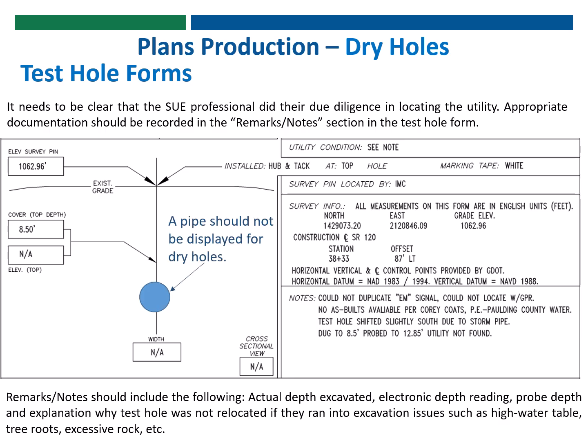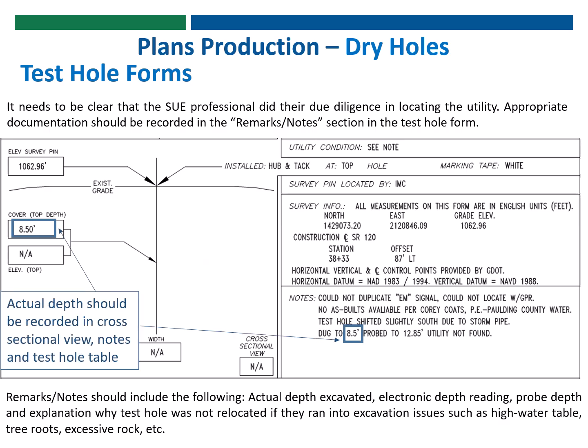In the cross-sectional view, if a utility is not found, a pipe or conduit should not be shown. And the actual excavated depth should be recorded in the cross-sectional view, the notes, and the test hole table.